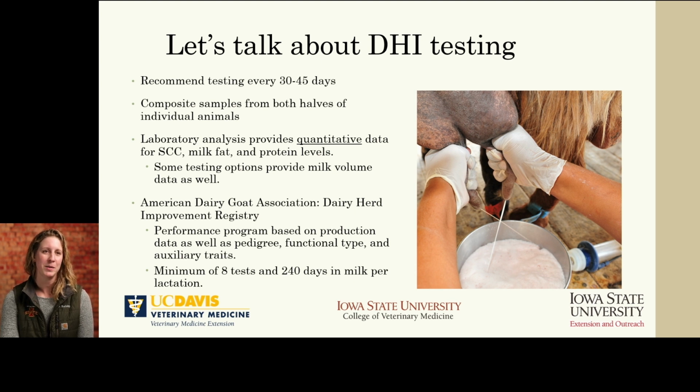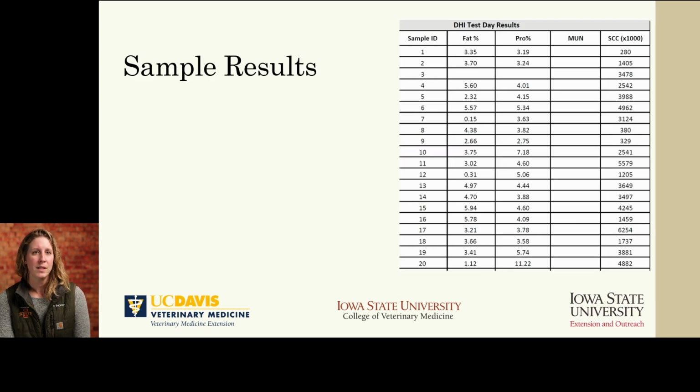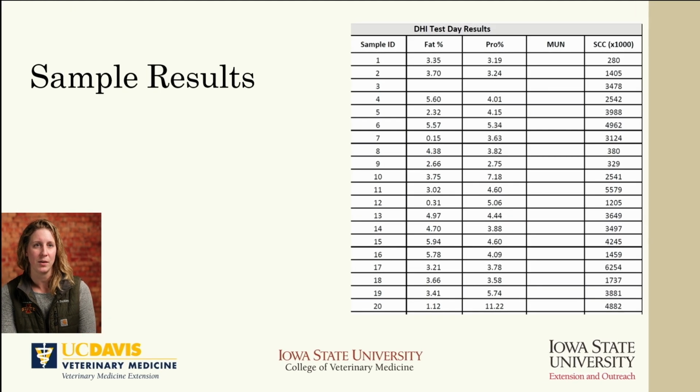The American Dairy Goat Association Dairy Herd Improvement Registry is a performance program based on production data as well as pedigree, functional type, and auxiliary traits. A minimum of 8 tests is required and within 240 days in milk per lactation to be a part of this program. Here's an example of what your DHI test results might look like. You'll see at the top we have the sample ID, which is based on the animal ID, fat percentage, protein, milk urea nitrogen, and finally somatic cell count.